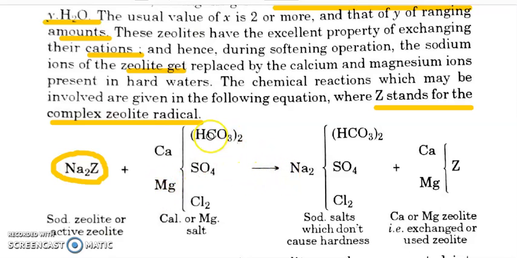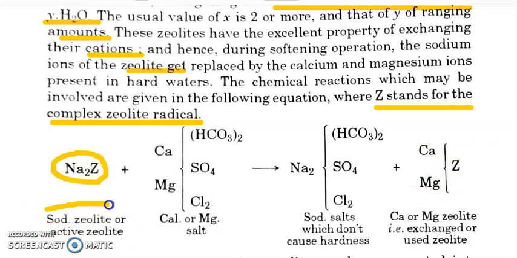Now what is going to happen is these ions simply get exchanged with the sodium ion of the zeolite. After the reaction, here it is not a chemical reaction, it is only an exchange of ions. So after the exchange of ions, instead of sodium zeolite Na2Z, you will get NaHCO3 twice, Na2SO4 and NaCl twice. That is sodium bicarbonate, sodium sulfate and sodium chloride. And the ions which are present in the water get exchanged with the resin or the zeolite. So you will get calcium zeolite and magnesium zeolite, right?